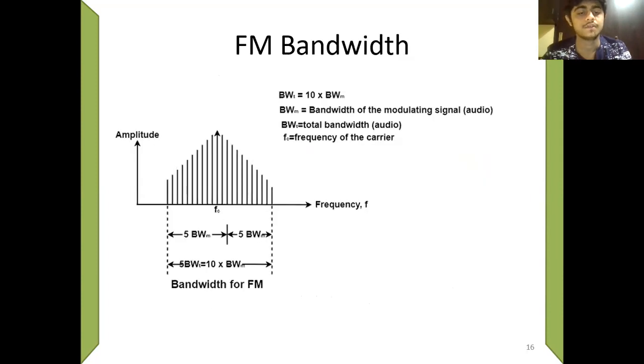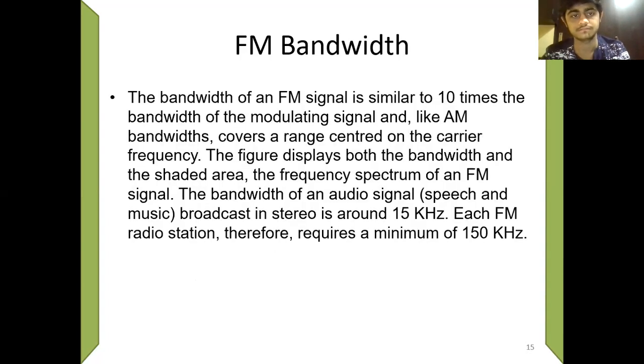This figure also shows the bandwidth of an FM signal. The actual bandwidth is difficult to determine exactly, but it can be shown empirically that it is several times that of the analog signal. The bandwidth of an FM signal is similar to 10 times the bandwidth of the modulating signal, and like AM, it covers a range centered on the carrier frequency. The figure displays both the bandwidth and the shaded area.